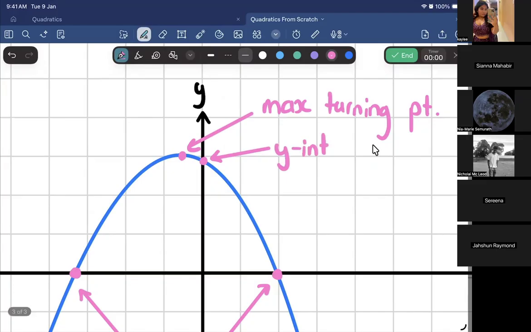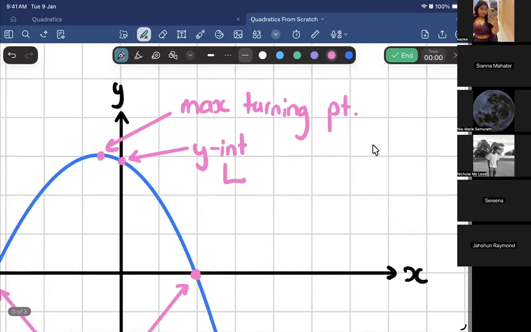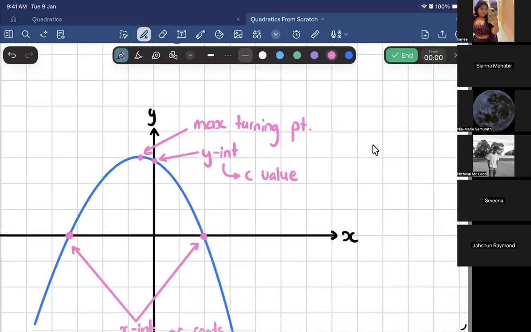Well, this one is real easy, right? The y-intercept is simply given by the c value. That's real easy, just the c value. And at the y-intercept, we should also know what? At the y-intercept, what is what? You're supposed to know. X is 0. X is equal to 0.